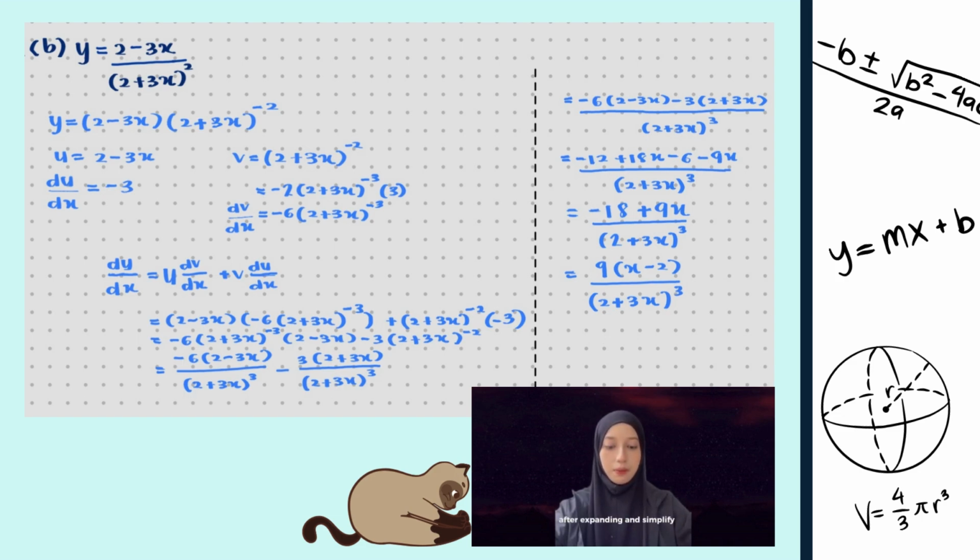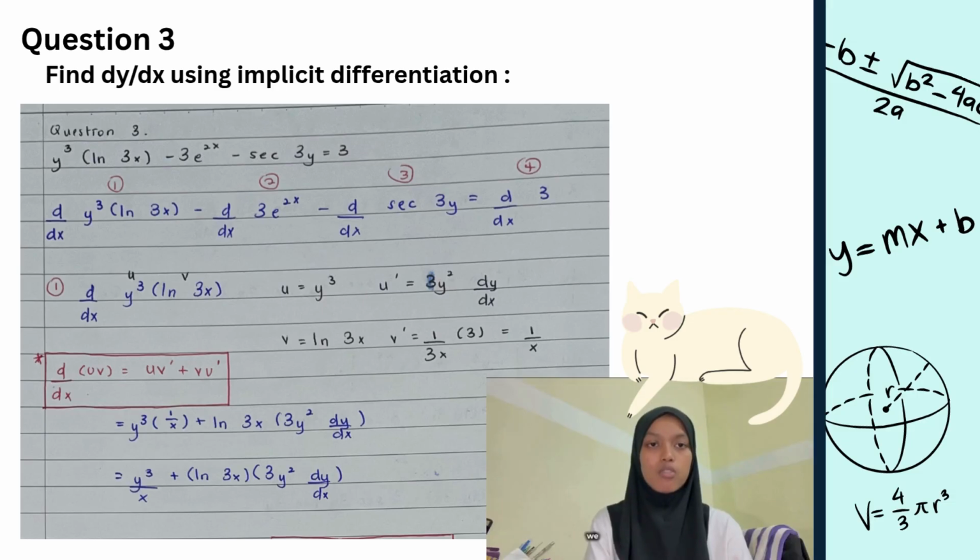After expanding and simplifying the numerator, finally we factor the numerator. So we're going to get dy over dx equal to 9 multiplied by (x minus 2) over (2 plus 3x) cubed. For this question, we need to put d over dx into the equation. So from this, we can divide it into 4 steps.